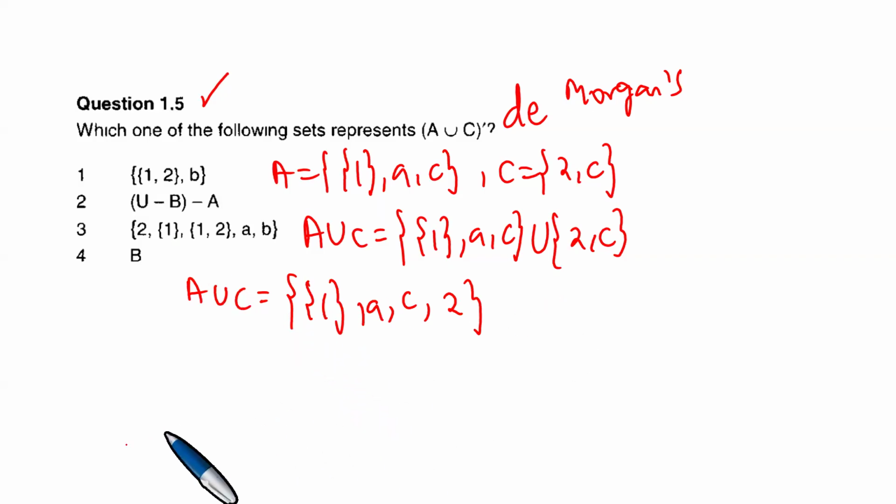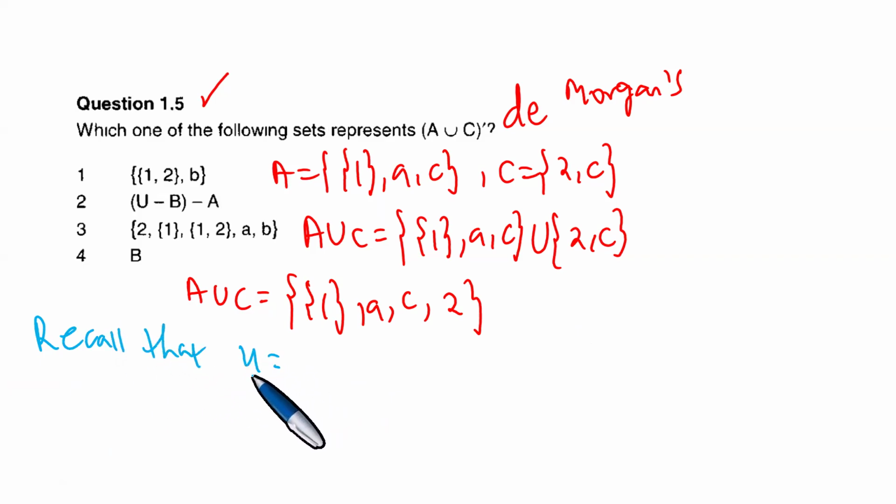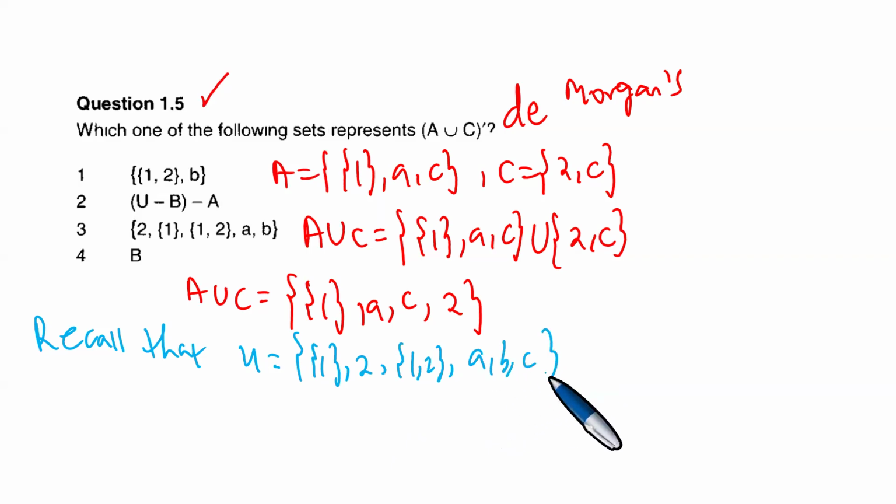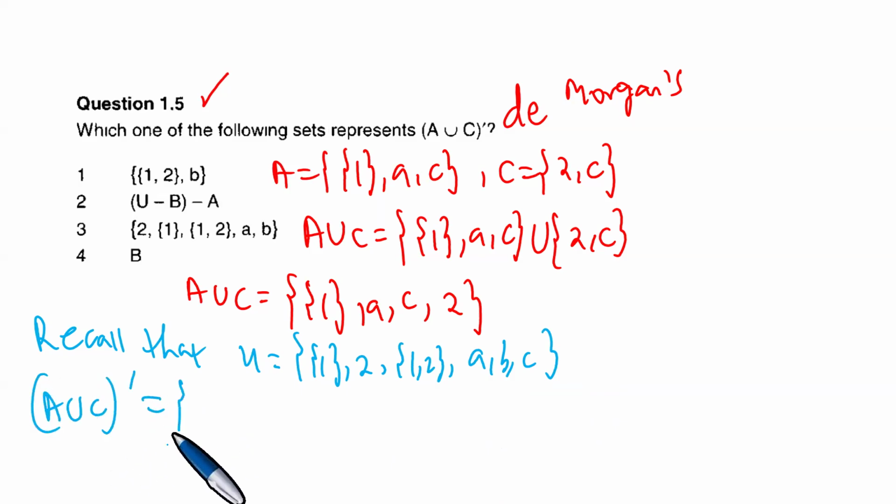We need to remember the universal set. Recall that the universal set U contains the following: 1, 2, A, B, and C. And then, if we are interested in finding (A union C) complement, which would therefore mean that from the A union C, you just get rid of the elements.